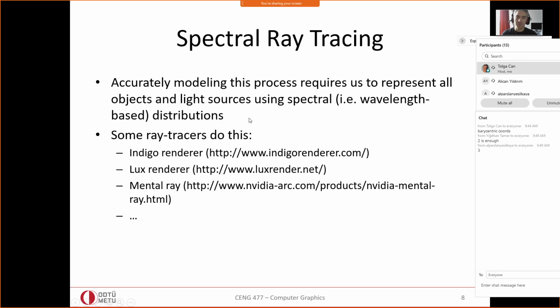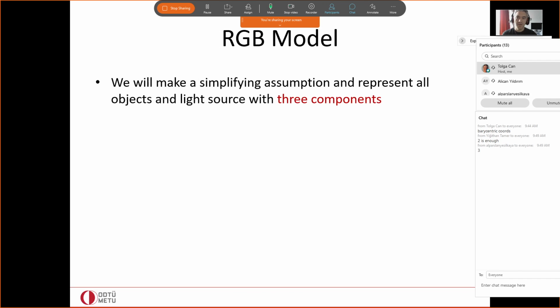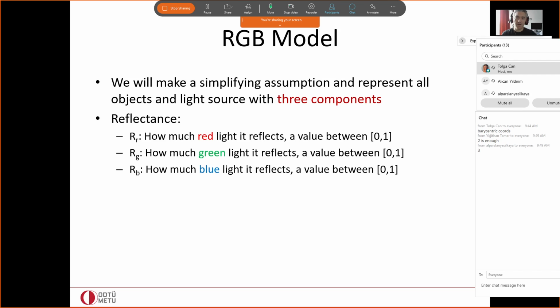So if you want to accurately render higher quality colors in your scenes, you may want to take a look at spectral ray tracing. You're not going to do it in this course. We are going to simplify this a lot. Instead of using the wavelength, our color will be composed of three components: RGB, and how much is reflected.